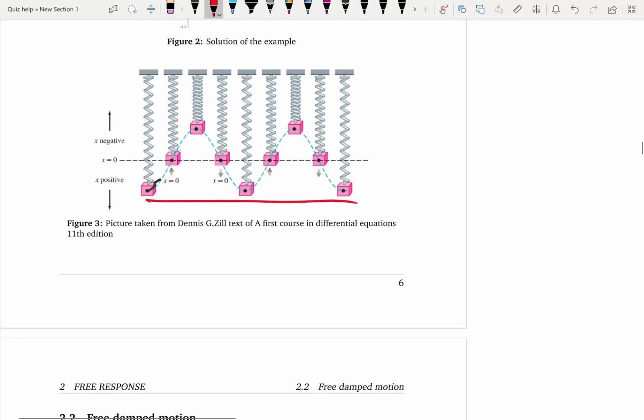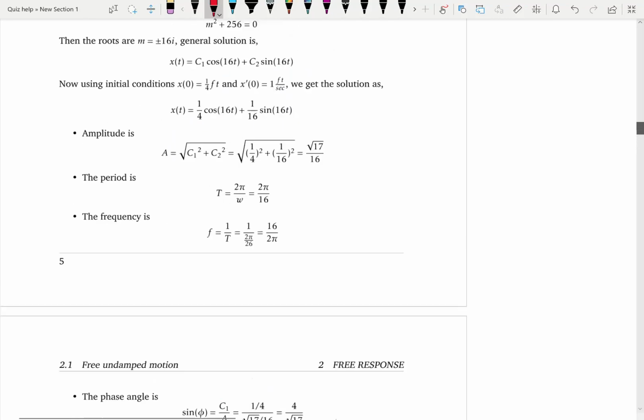What does this remind you of? What type of graph is this? For what type of functions do you see this type of motion? Sine and cosine, right? Now what is the connection between sine and cosine? We will see in a few seconds.